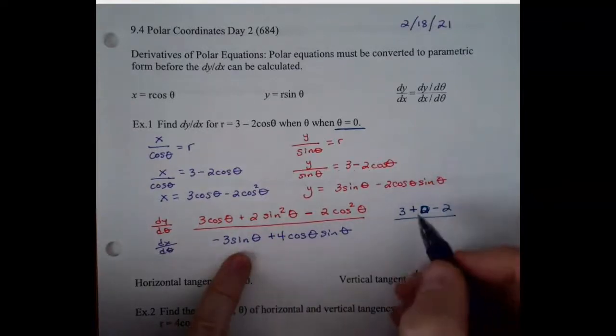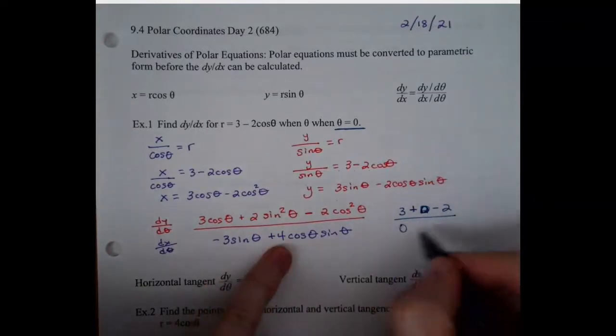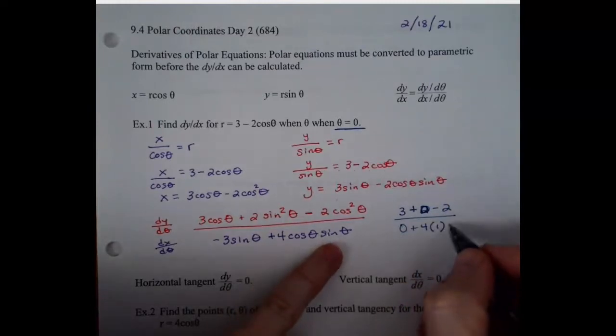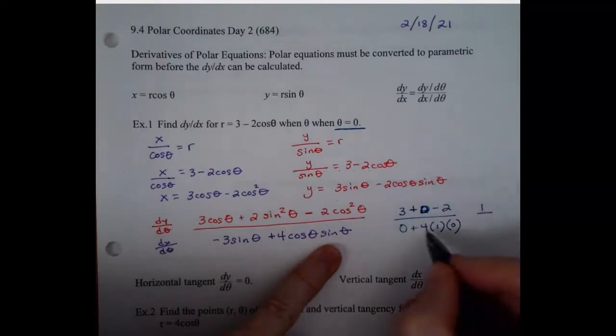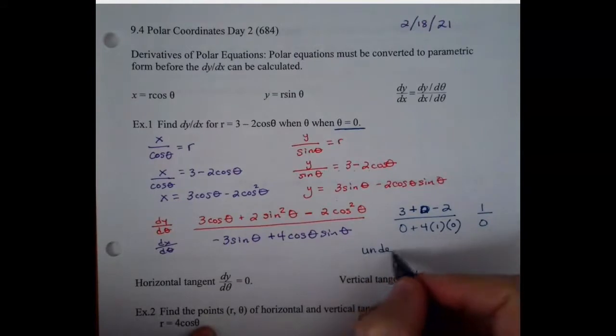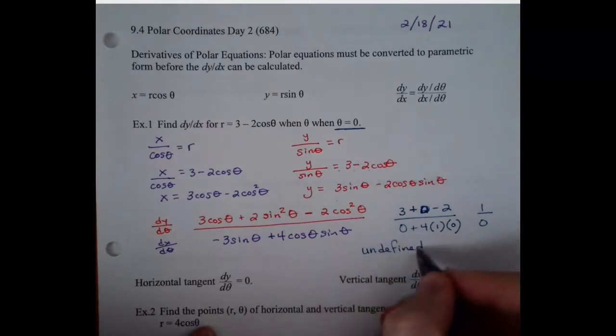And then down here, this is going to be 0. And then the cosine of 0 is 1, and the sine of 0 is 0. So that's going to be 1 over 0. So the derivative at 0 is undefined.